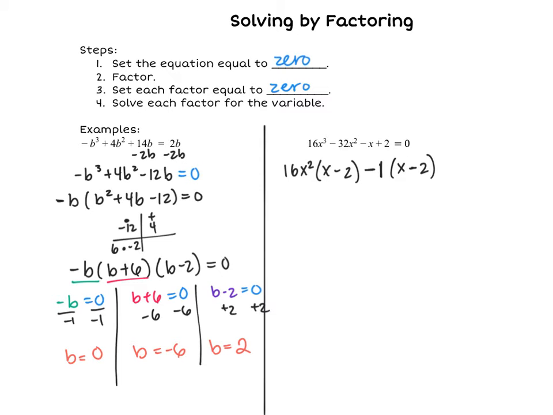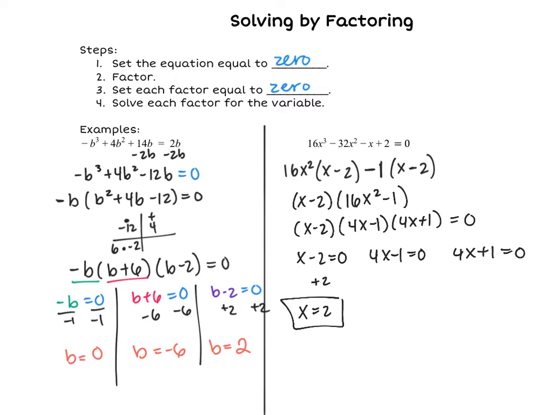Now the new greatest common factor is x minus 2, and my leftovers are 16x squared minus 1. Hopefully you're noticing that 16x squared minus 1 is a difference of perfect squares. So we can factor that to give us 4x minus 1 and 4x plus 1, and we still have x minus 2 at the beginning. Notice the degree that I started out with was 3, and I have 3 factors here, so I know that I can set each of these factors equal to 0 and solve for x.